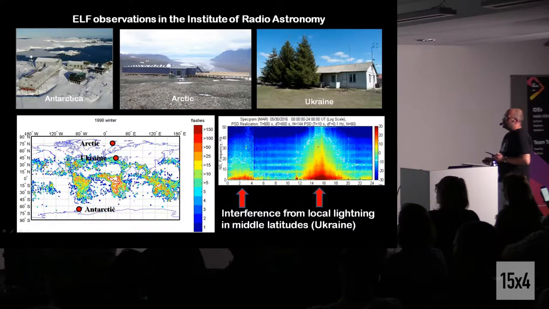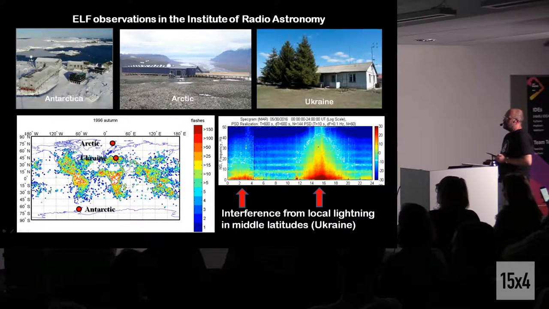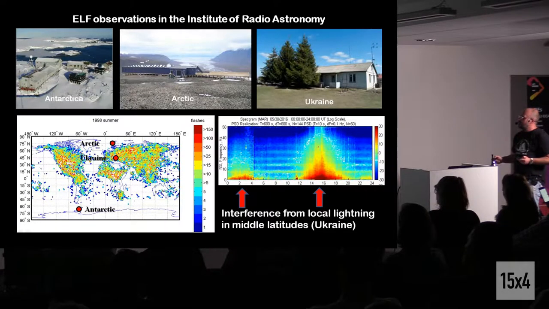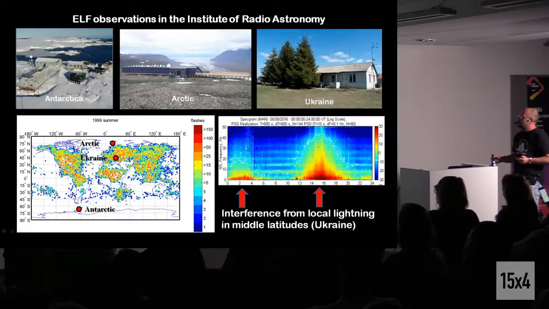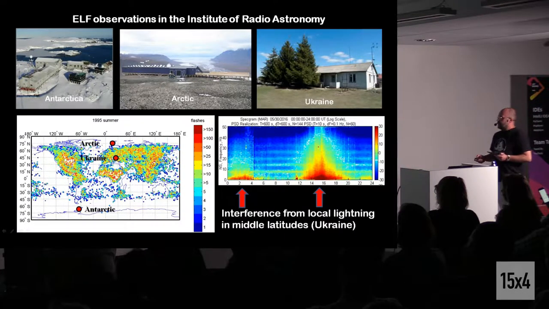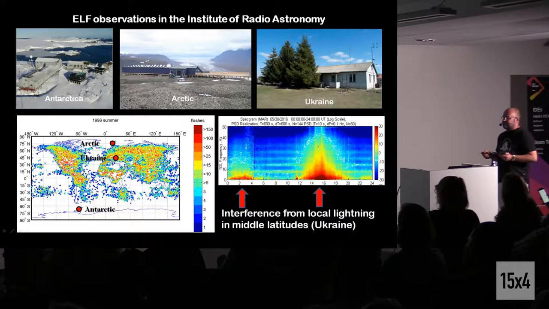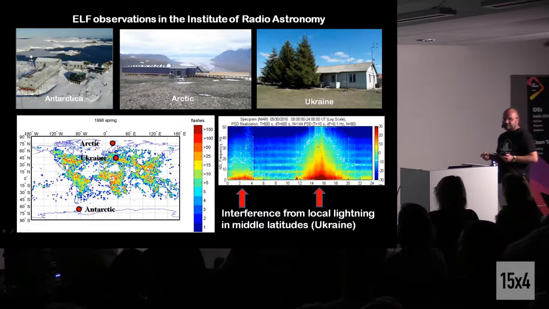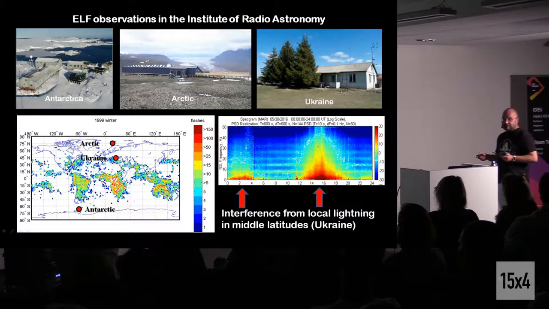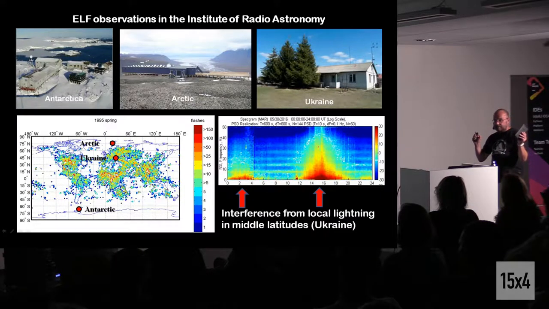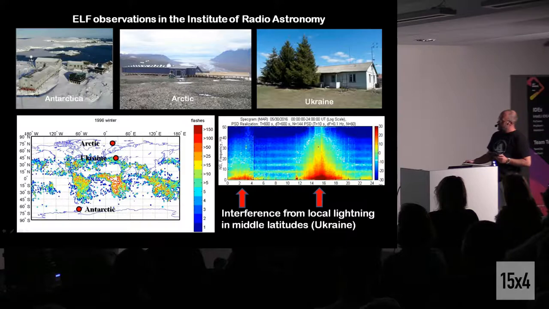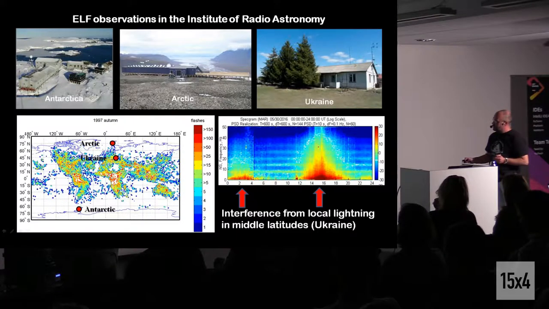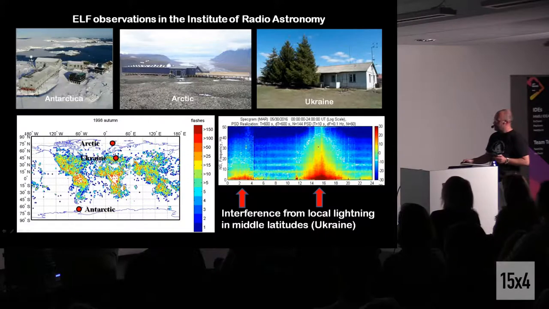We started this observation in 2002 in Antarctica. This is a picture of our Antarctic station, Academician Vernadsky. And then we started to make observations in the Arctic and in Ukraine. There are two things that can destroy this resonance picture. The first thing is local lightning. Local lightning produces a very strong electromagnetic pulse, and it destroys the resonance picture. You can see this spectrogram, which was taken in Ukraine, and it's possible to see these very big signals, which destroy the resonance structure.